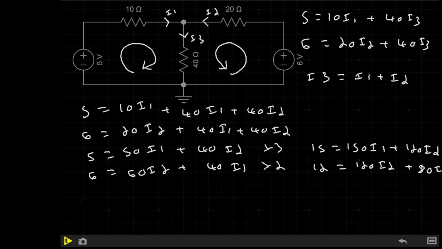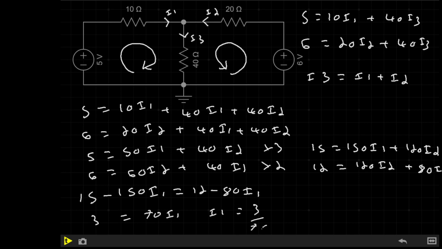So I'm going to speed up the simplifying a little bit here, but that gives us 15 minus 150 I1 equal to 12 minus 80 I1. And if we then simplify these, that would give us 3 equals 70 I1, giving us I1 equals 3 divided by 70, which put through a calculator gives you 42 milliamps. So the current flowing through this resistor here is 42 milliamps.